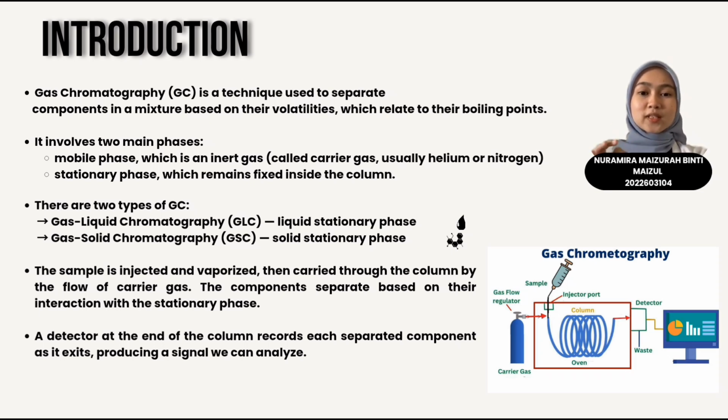So there are two main types of GC. The first one is gas-liquid chromatography, where the stationary phase is liquid, and the second one is gas-solid chromatography, where the stationary phase is solid.